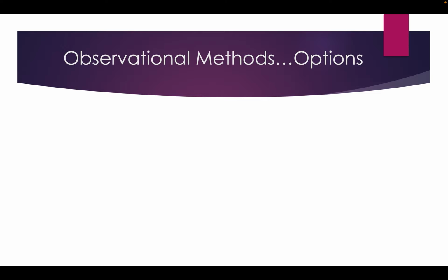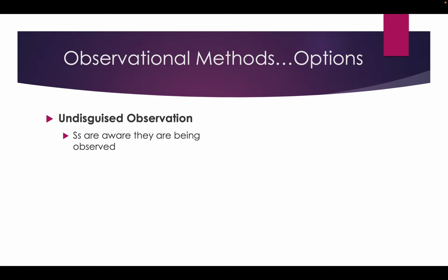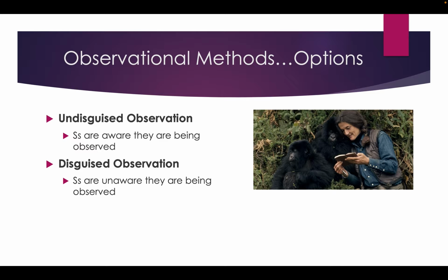Now, there are a couple options to increase control and ecological validity in observational methods. You can use undisguised observation, where subjects know they're being observed, or you can use disguised observation, where your subjects do not know that they're being observed. And this requires some deception, which relates back to our ethics lecture. The researcher may have to hide or record participants unknowingly and then debrief them later, letting them know that their behavior was recorded.